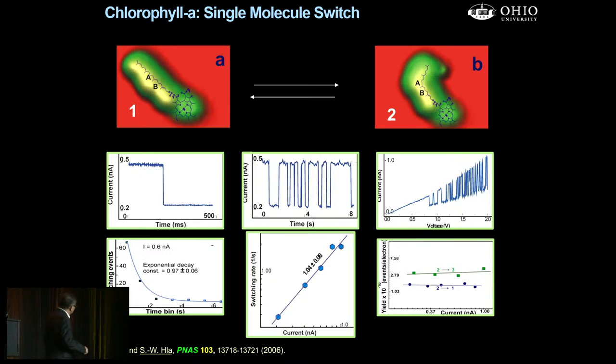We can also measure the number of switching events as a function of time. If you plot it, you get an exponential decay. From that, we can get the rate. If you plot the rate as a function of the current, the slope tells the number of tunneling electrons used for energy transfer. Here in this case, the slope is 1. We use one single tunneling electron to switch this event.